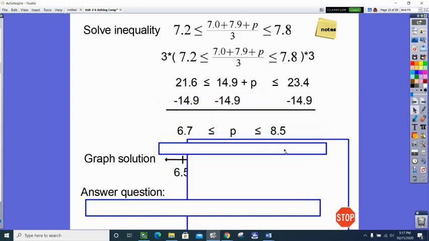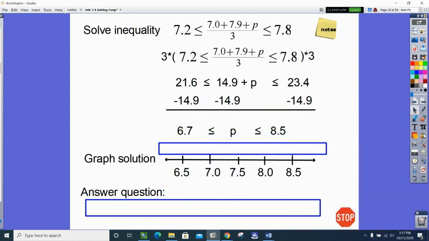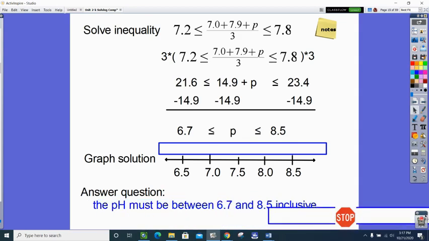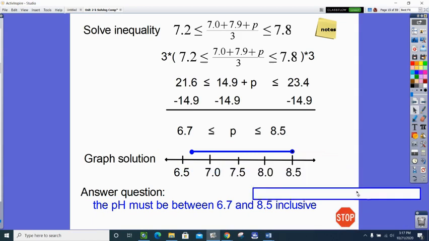And here is the answer to the question. So when you go and you dip the stick into the pool, your reading has to be greater than or equal to 6.7 and less than or equal to 8.5 for it to be legal at that point. Okay. And that solution would look like this. So if it comes out to be an 8, if it comes out to be an 8.4, if it comes out to be a 6.8, you're good. If it comes out to be a 6.5, you're not.